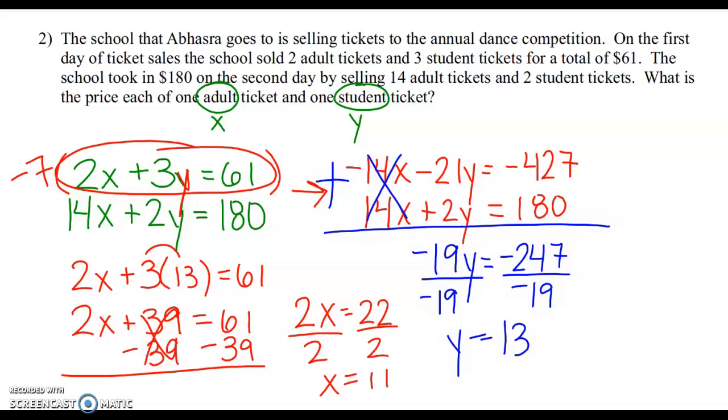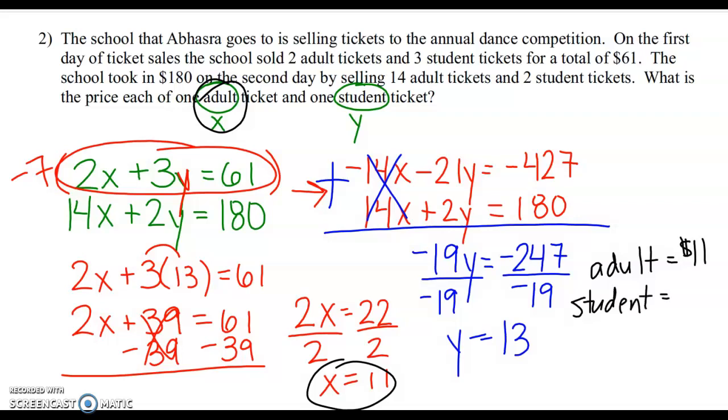So to answer the question, the adult ticket, well, I kept track of it. Adult is my x, so x is 11, so it's $11. And the student ticket, well, the student was my y, so I can see that the student ticket is $13.